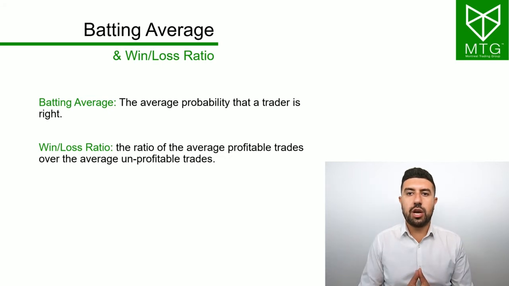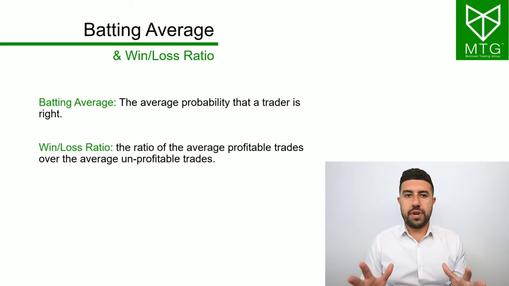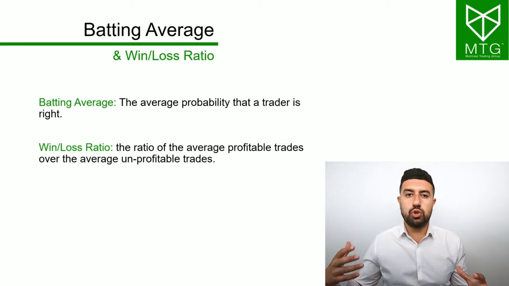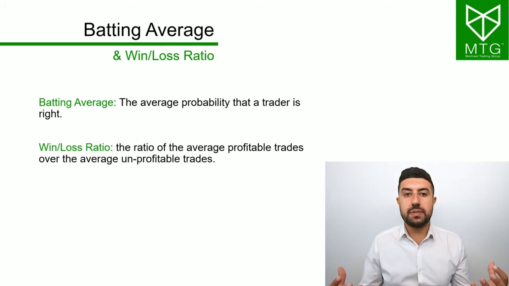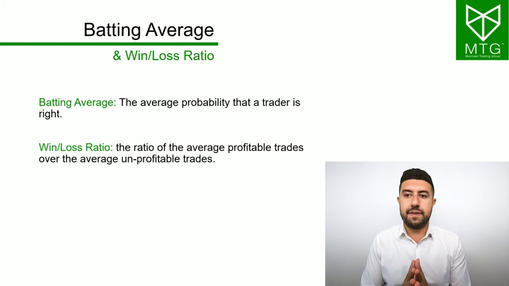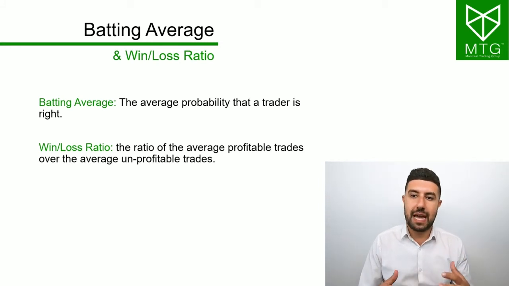In this lecture, we're going to talk about batting average and win-loss ratio. Whenever you're trading, part of risk management, money management, is to look at your historical trades and see your performance and see what the profit is, what the risk is, and if a specific strategy is worth running, if you should put more capital towards the strategy, less capital.